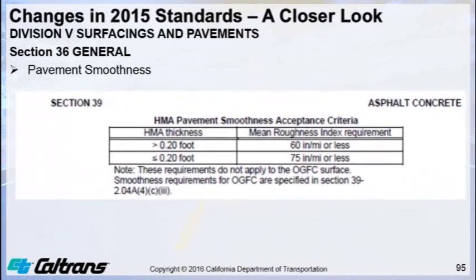So shown here on the screen now, for example, is the pavement smoothness requirements for hot mix asphalt in Section 39-2 hot mix asphalt. So you have both the 60 and the 75 shown. There would also be a separate table in this section for OGFC, and then the requirements for concrete pavement would be shown in Section 40 for concrete pavement.